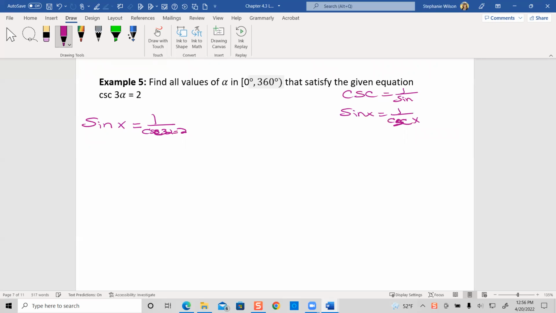And when I do that, I see that sine of x is equal to 1/2, right? Because we have that over 1. And now I'm going to plug in for my x this 3 alpha. Okay. Now, the next thing we need to do is find the inverse, because we need to get alpha by itself.